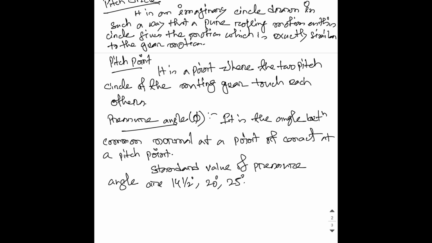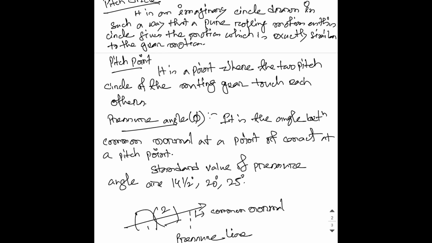If we draw the diagram, you will get the idea about the pressure angle. Here I am drawing the diagram. This is 2, this is 1, and this portion is known as the pressure line, and the upper line is known as the common normal at the point of contact. Here I am drawing another diagram. From this you will get the idea clearly.